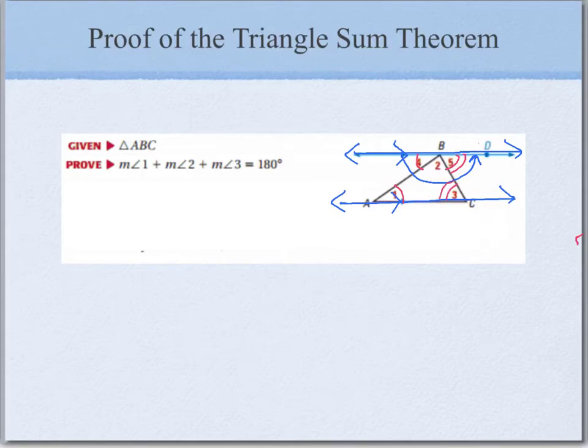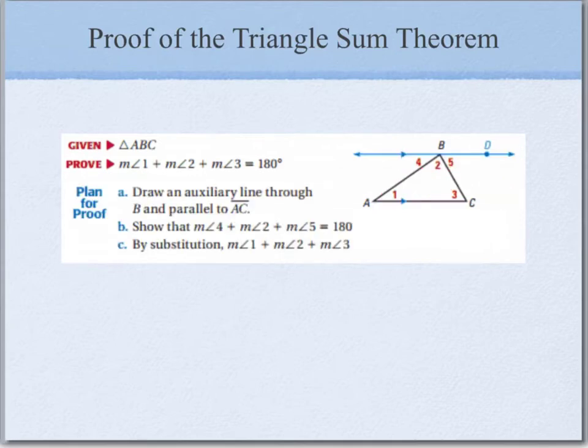So I think you can see that if we can take out angle 5 and put in angle 3, and take out angle 4 and put in angle 1, we'll have a set of angles that will add up to be 180 degrees. Okay, so that's going to be our plan. We're going to draw an auxiliary line. We're going to show that those three angles at the top add up to be 180 degrees. And then we're going to substitute in angle 1 for angle 4 and angle 3 in for angle 5. Okay? So here we go.